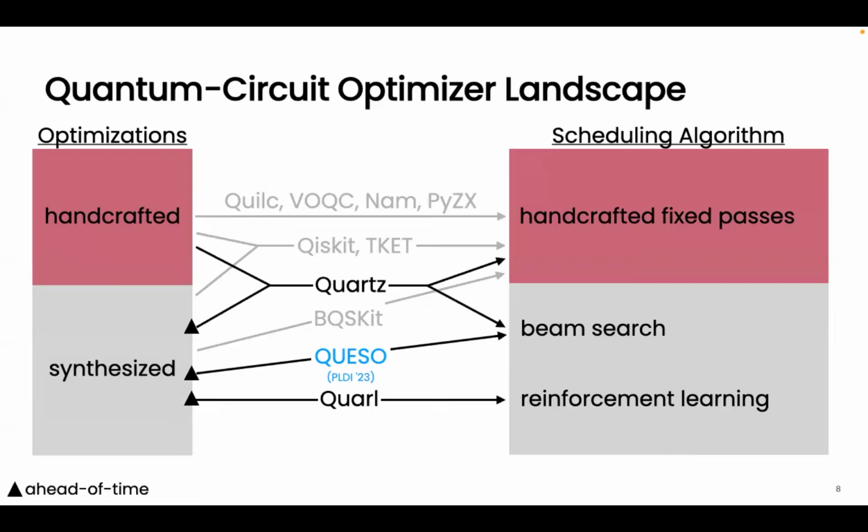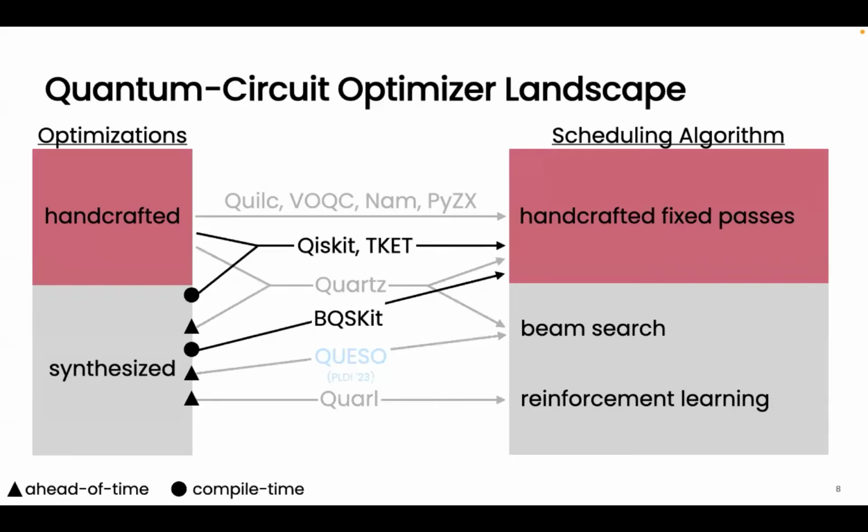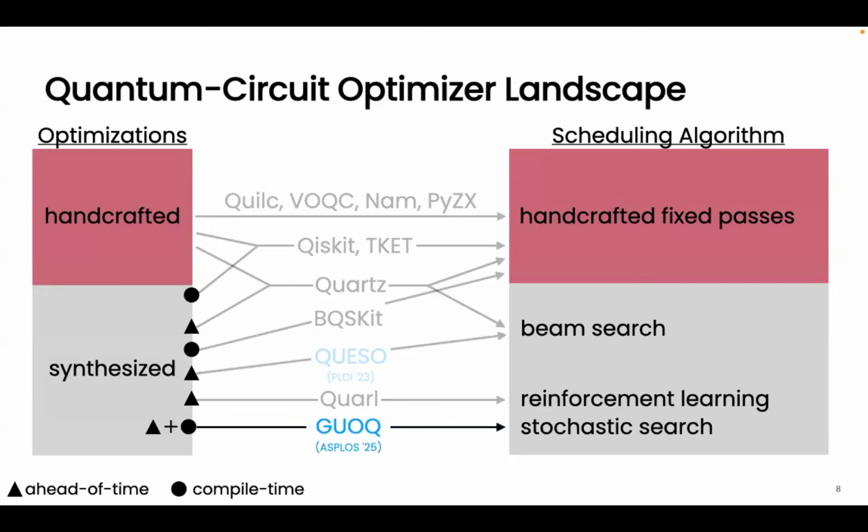But then another distinction I want to draw here is that some of these optimizations you can synthesize ahead of time, and then some of them you synthesize at compile time. But this is something that separates the existing tools. And so would it be a reasonable thing to do to combine these? And if you did, how would you schedule them? And so that's the focus of the second portion of this. And yeah, so first we'll start talking about Queso, which will be about rewrite rules.